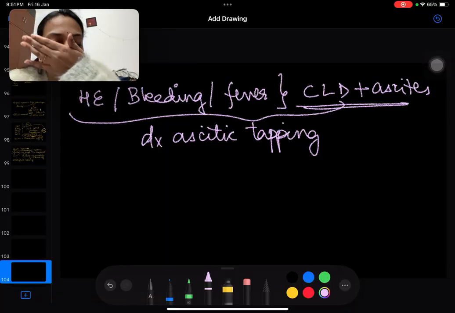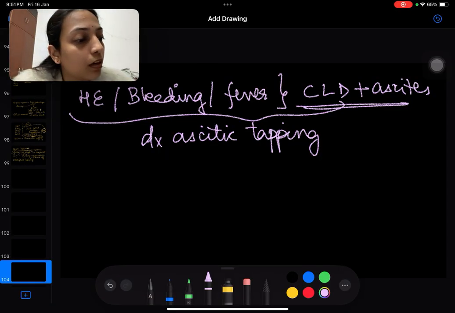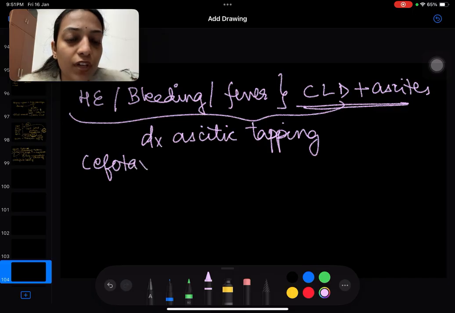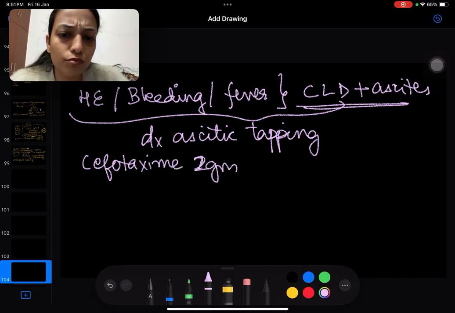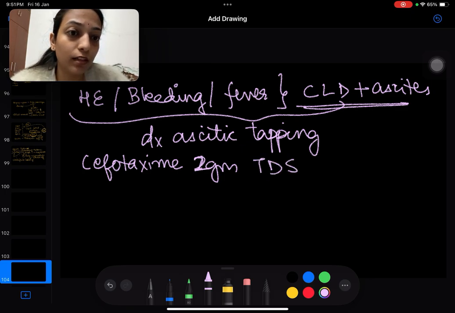I've told you about all of this. Initial treatment I've told you. So how much do we give cefotaxime? If we are giving cefotaxime, then we give 2 gram TDS. 2 gram TDS. And there is also one thing that I have asked all my gastro consultants also, is it so? But it's not.